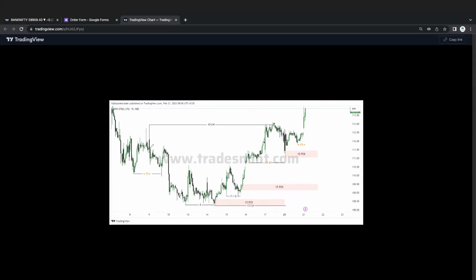I don't know how you have done this one because I'm not clear, as this one also looks like a valid IDM here. So this can be a sweep and close. This is a liquidity sweep, okay. So I'm not clear on this chart, right?